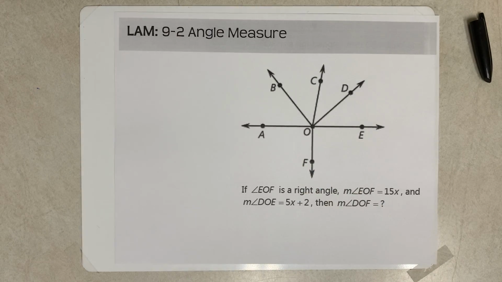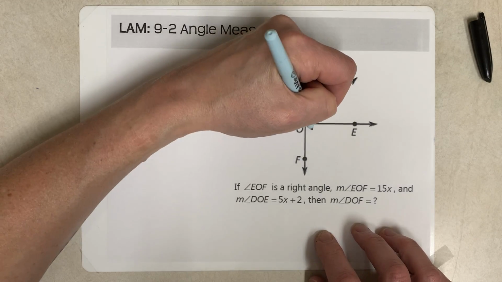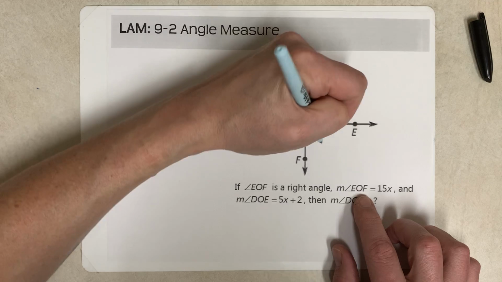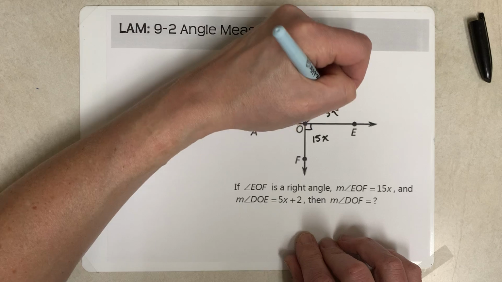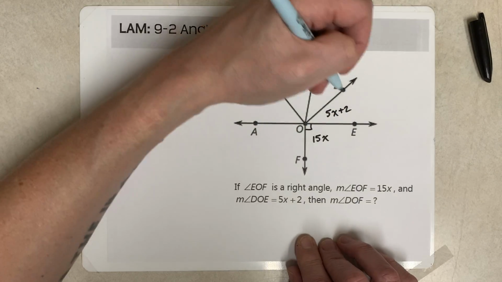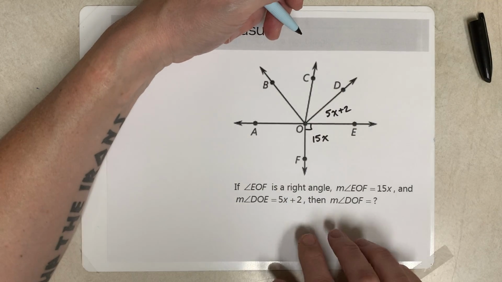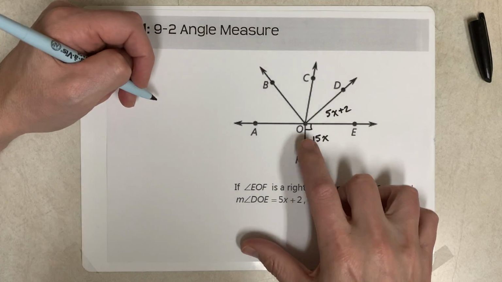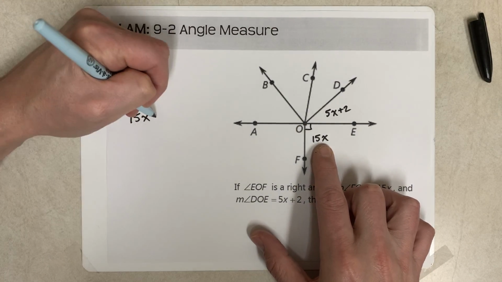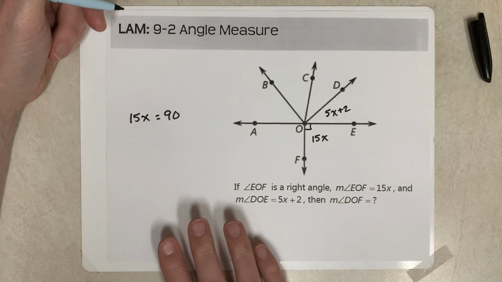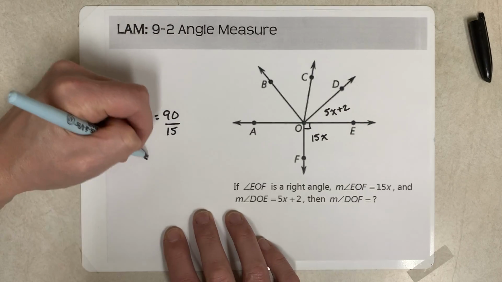Okay, our last one, EOF is a straight angle. I mean a right angle, I'm sorry. A right angle, so that's 90 degrees. EOF is 15x, and DOE is 5x plus 2. And it's asking now what DOF is. So we need to add these together. Well, the first thing I would do is figure out what x is. Because if EOF is 90 and it's also 15x, then 15x has to equal 90. So if you take 15x equals 90 and divide by 15, x is going to be equal to 6.